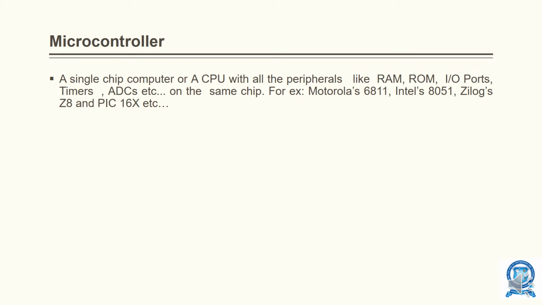A microcontroller is a single chip computer, or a CPU with all peripherals like RAM, ROM, I/O ports, timers, analog to digital converters, etc. on a single chip. So that's the major difference between a microprocessor and a controller. In processors, we need to connect or interface the peripheral devices. Here, a part of memory and some peripheral devices are within a single chip. That's the major difference between a controller and a processor.